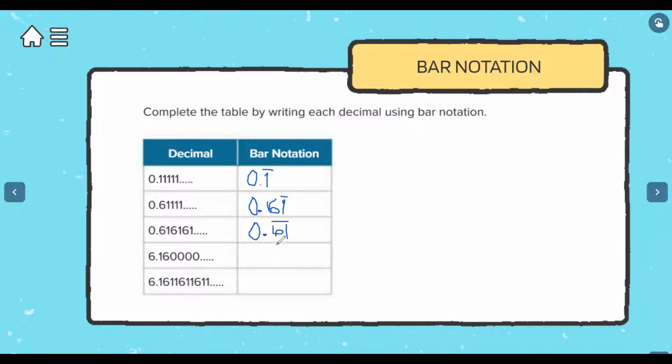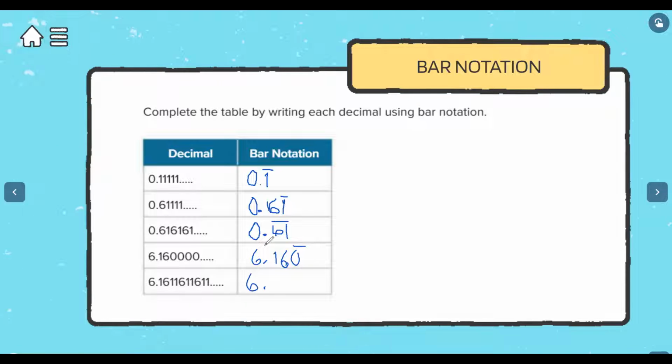Okay. In the next case, we have 6.16. And as you can see, the number that repeats is the 0. So we're going to put 6.160 and the bar notation over the 0. And in the last case, we have 6.161. And if you see right here, the numbers that repeat are 161. So my bar notation goes over the 161. This is showing that the 161 are the numbers that repeat endlessly.